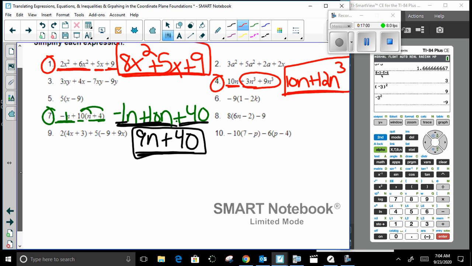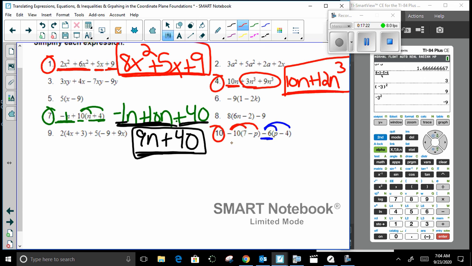One last one, and then you can try some on your own to help you. Let's look at number 10. I got lots of parentheses there, so I need to distribute to get rid of my parentheses. First, I'm going to distribute the negative 10. Then I'm going to distribute, be very careful, that's a negative 6. So I'm distributing negative numbers here both times.